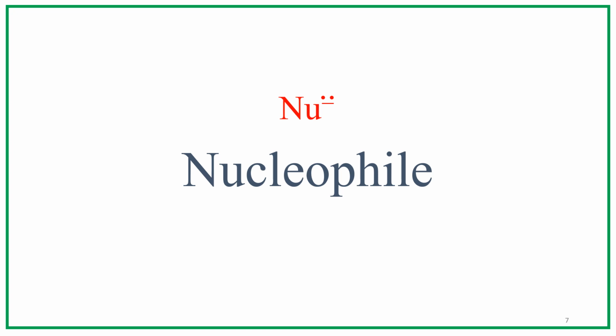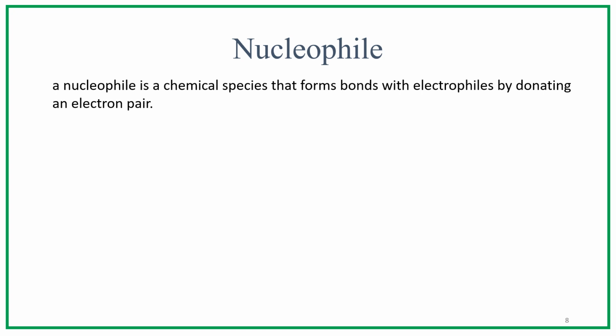What is a nucleophile? A nucleophile is a chemical species that forms a bond with an electrophile by donating an electron pair. So electrophiles accept electron pairs, and the nucleophile is the opposite part which donates electrons. Let's study this one also. In the name, nucleo means nucleus, the central part of atoms which contains protons and neutrons. That means it has a positive charge.